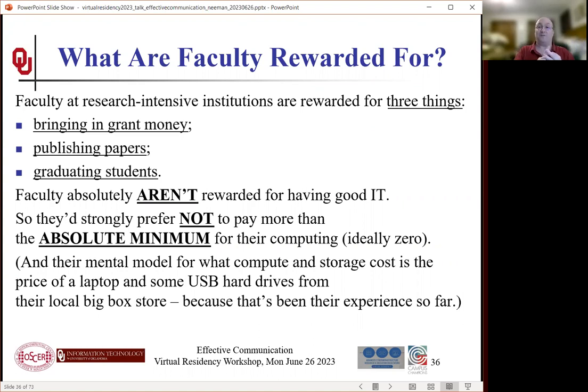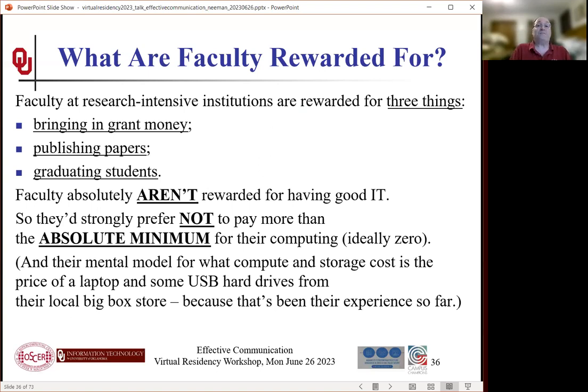Certainly at a research-intensive institution, it's those three things. Now, I'm not claiming an order. Well, I kind of am, but let's pretend I'm not. At a teaching-intensive institution, there's much more emphasis on graduating students and doing research, less emphasis on the grant money and the publishing. I'm not going to say no emphasis. There's certainly a lot of reward for that, but less expectation.